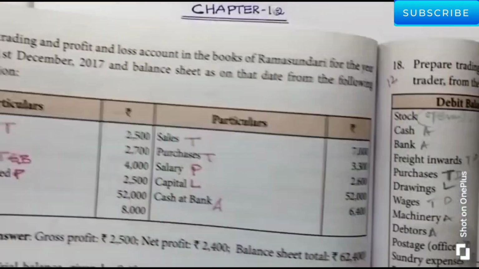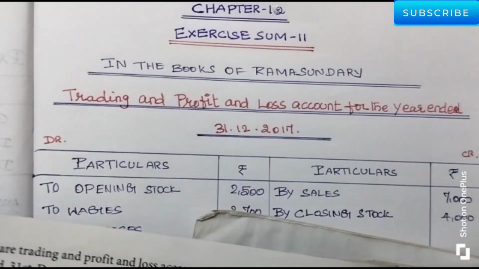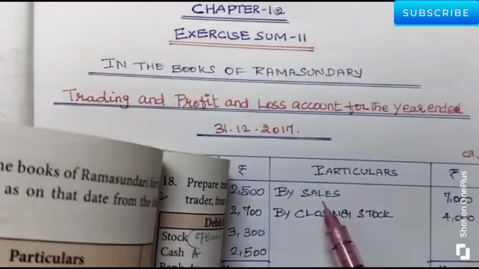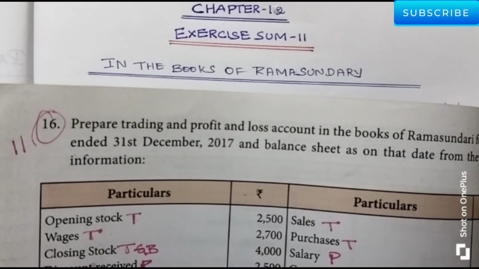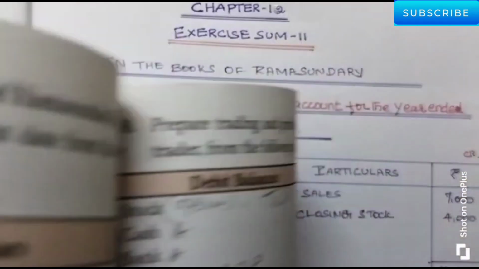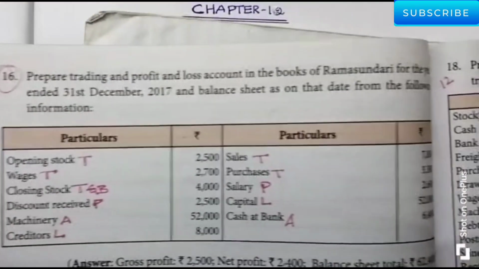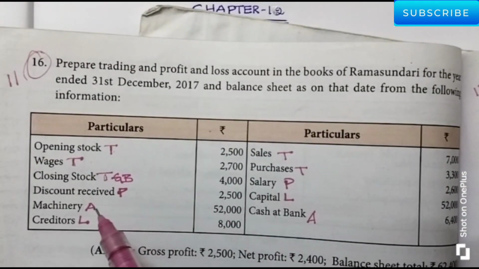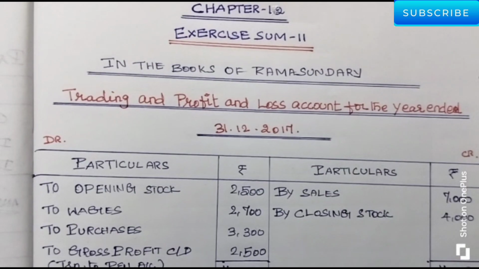Then closing stock. On the credit side of the trading account, we have only two entries, that is sales and closing stock. So then go to closing stock. Closing stock is 4000 rupees. We have to enter it on the credit side. By closing stock 4000 rupees entered. Listen, whatever information was given related to the trading account, we have entered on the trading account.